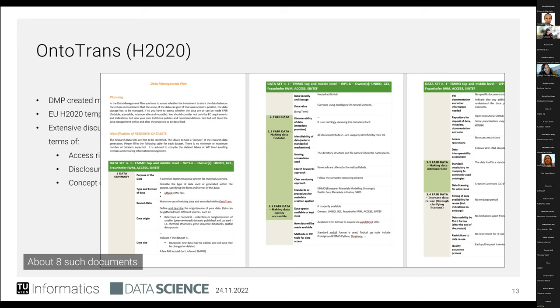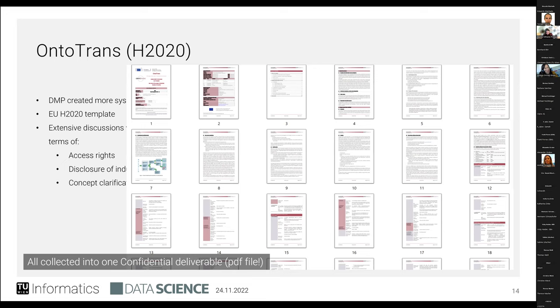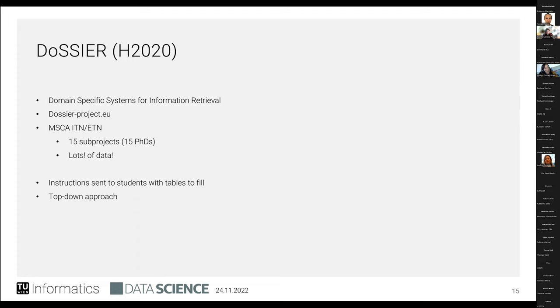And then we collected everything into this deliverable, which is a confidential deliverable. I was a bit surprised to see this, but I can also understand it, given the fact that these are industrial partners with very strong confidentiality fears. And this is a very nice long PDF file. I think it has about, I don't know, 50, 60 pages. There is another similar project that does about the same thing.